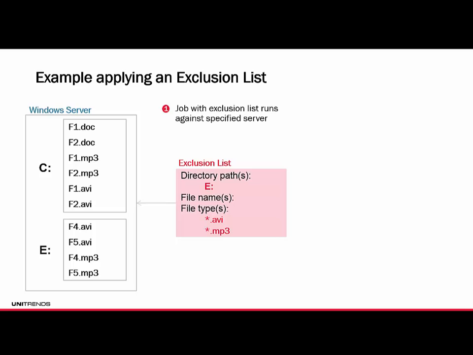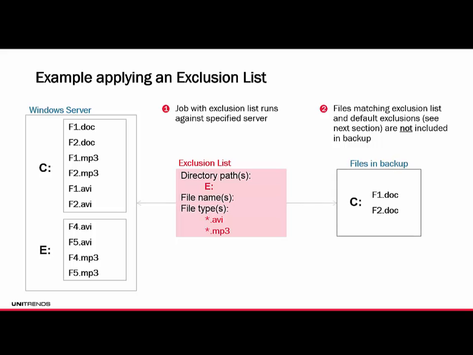Here's examples of applying an exclusion list. So if you have a Windows server with some docs, some MP3s, some AVIs on it, and we create an exclusion list for this server that says I want to exclude the E drive and I want to exclude any AVIs or MP3s, if I run backups against it using this specific list, then the backup would come out with files in C drive that say F1 and F2.doc. That would be the only thing grabbed up if I applied a list like this to this server. Pretty cool how they work.